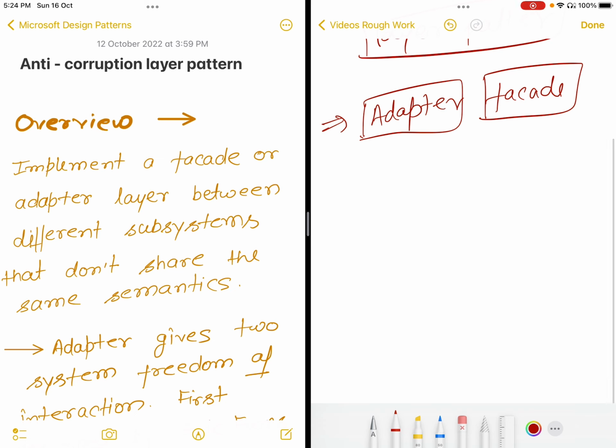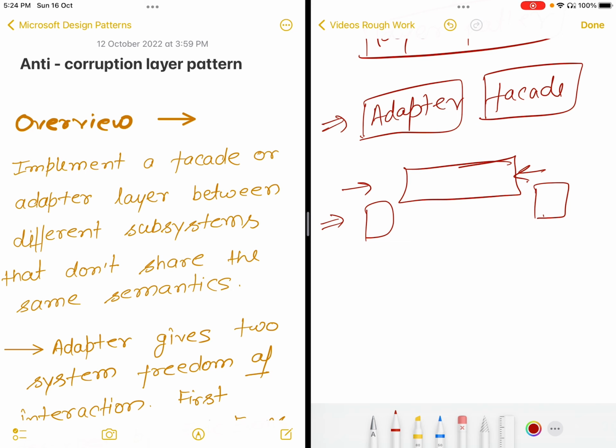So why is it called the anti-corruption layer pattern rather than the adapter pattern? As we all know, in the case of the adapter pattern, you have two microservices. They have altogether different semantics and they cannot talk to each other directly. So to make them talk to each other and modify data according to them, you need another service which is called an adapter.